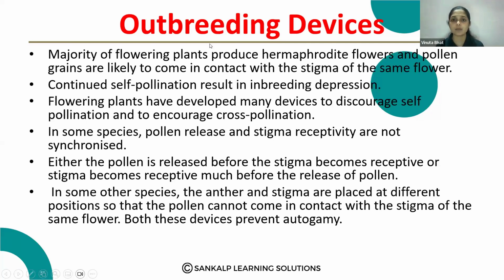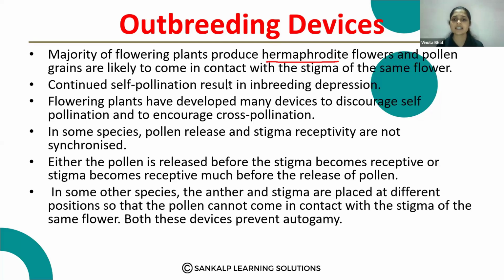What's the meaning of hermaphrodite flowers? It means flowers which contain both male and female reproductive structures, which produce the pollen grains and also the stigma. So the pollen grains are likely to come in contact with the stigma of the same flower. This leads to continuous self pollination, because the flower is producing both types of gametes at a time, and this self pollination results in inbreeding depression.